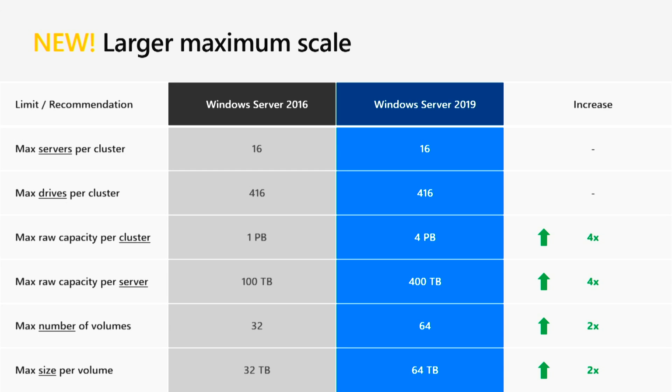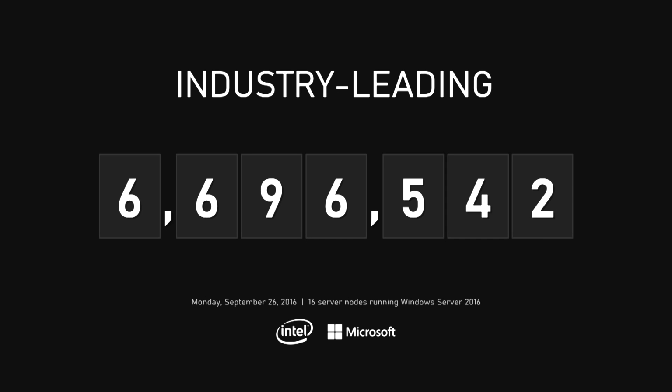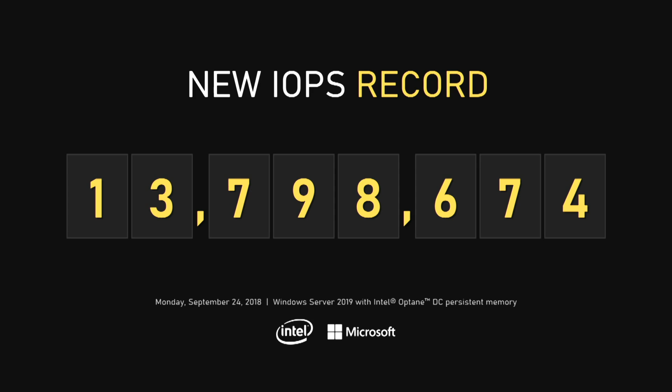And then the team worked hard to improve those numbers. Those are the numbers they showed at Ignite, with basically just an increase of storage capacity and also of the size of volumes in that case, right? So you can now have up to 4 petabytes of storage in a single cluster. And in Windows Server 2016, there was this 6 million IOPS kind of industry record. Windows Server 2019 improved that to like 13 million IOPS.